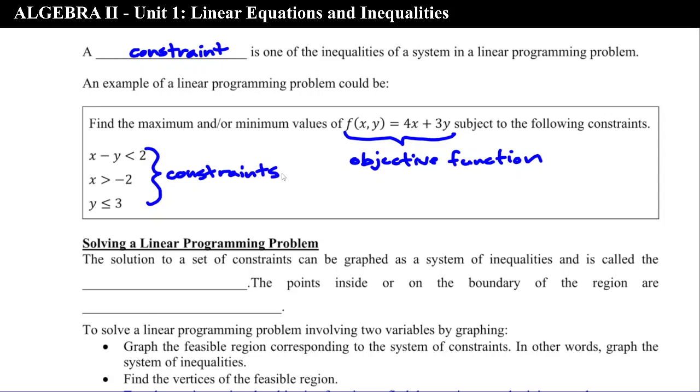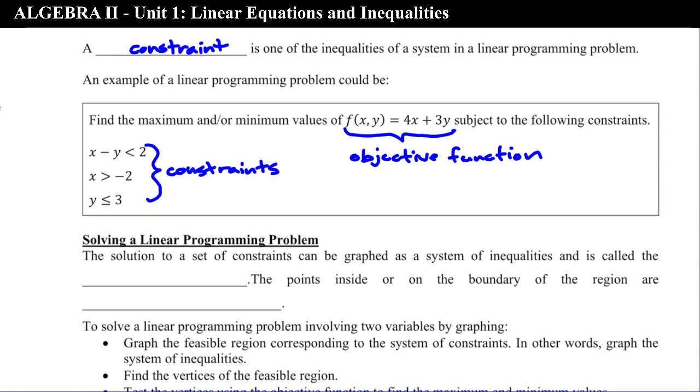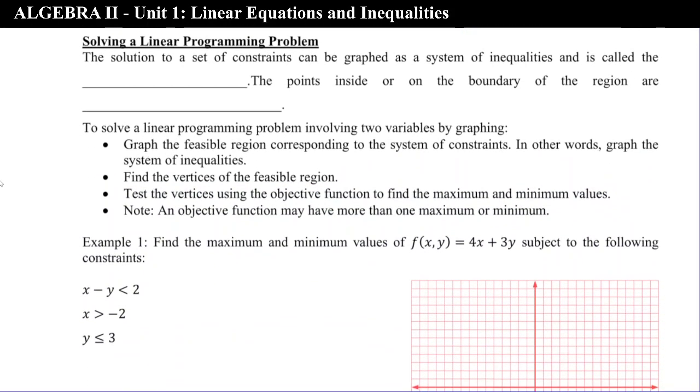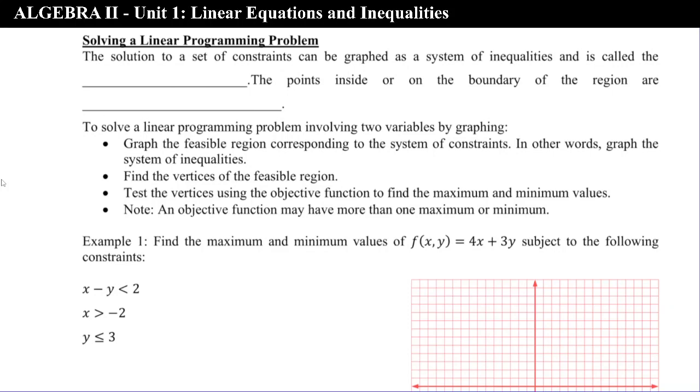I just wanted to give you the setup of what a problem looks like, where the objective function is, and where the constraints are. Because we're going to be working with the constraints first, and then we will go to the objective function to find our final solution. So now that we have a little bit of the terminology and how the problem's set up under our belt, let's talk about solving a linear programming problem.